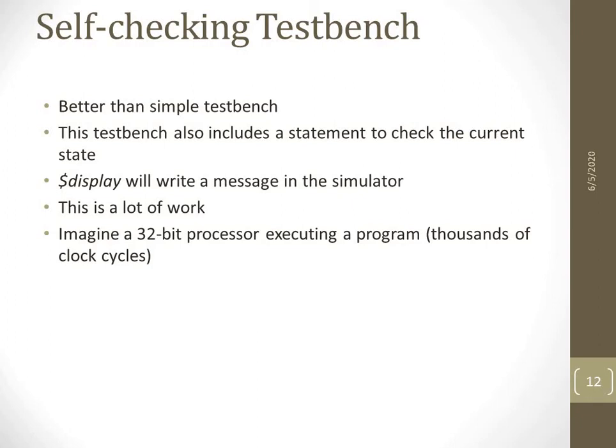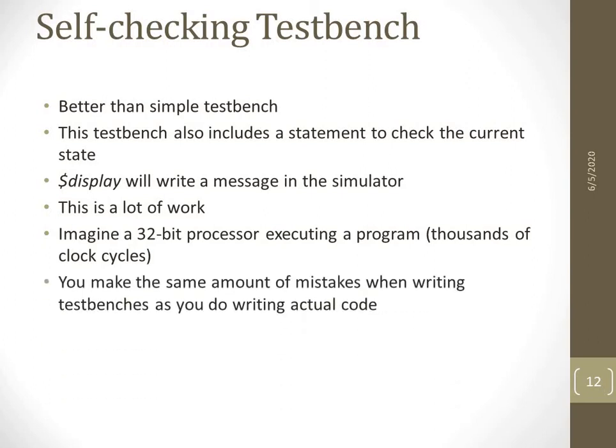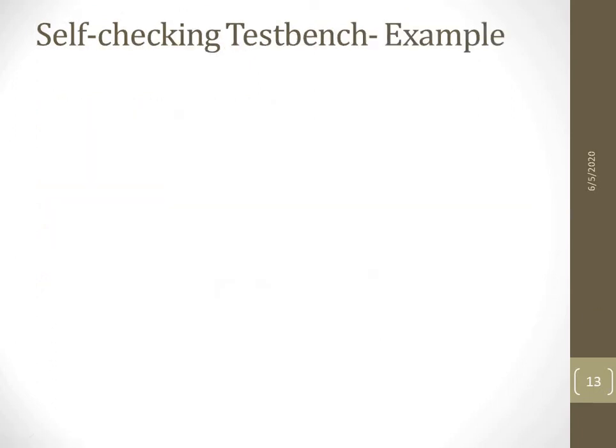So this is a lot of work. Imagine I have a 32-bit processor executing a program. To execute a 32-bit processor program, thousands of clock cycles are needed. You don't need to wait for all those, and you may make some mistakes when writing those things in the actual code. So in that case, you say to give some error message or say that an error has occurred. Let's look into the example.